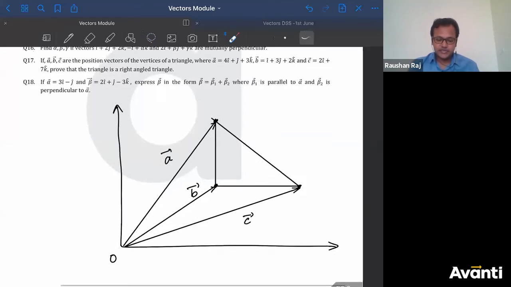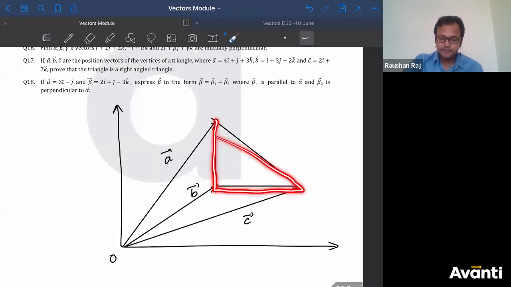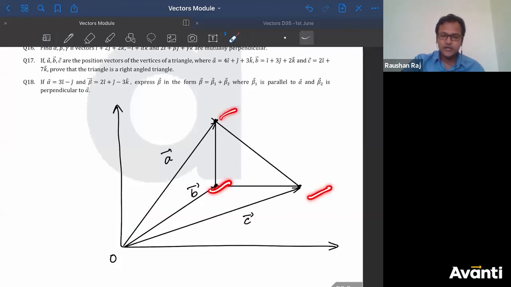Guys, did you understand this diagram? A, B, and C are position vectors of vertices of a triangle. So these are the vertices of the triangle. I am assuming this is vector A, this is vector B, this is vector C. You can also assume otherwise; I don't know which point is A or B or C, so I have considered them arbitrary.